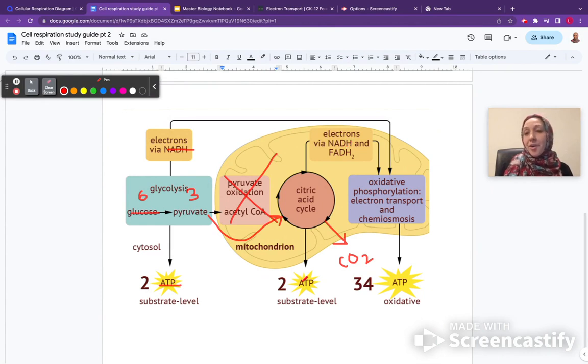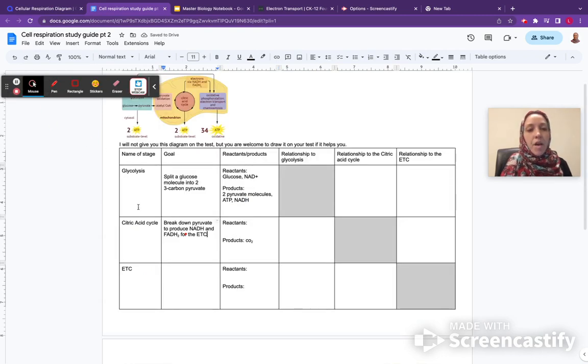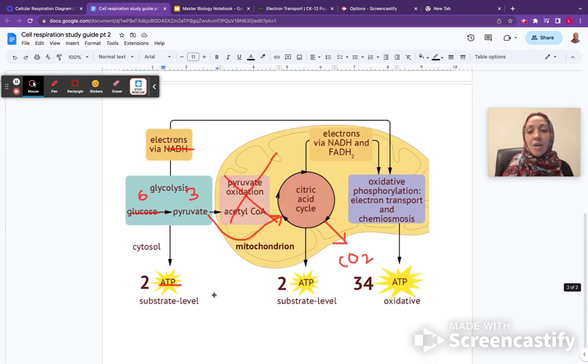ATP is a bonus of the citric acid cycle, so you can say it's part of the goal. Carbon dioxide, why isn't carbon dioxide going to be part of our goal? Because it's a waste product. We're not using it for anything, it just happens to form. It's not required for anything or helpful in any way. So our goal of the citric acid cycle is really to produce these high energy molecules which have electrons that they can give away, and ATP. So I wrote it down here: break down pyruvate to produce NADH and FADH2, it's for the electron transport chain. So let's talk about that now.